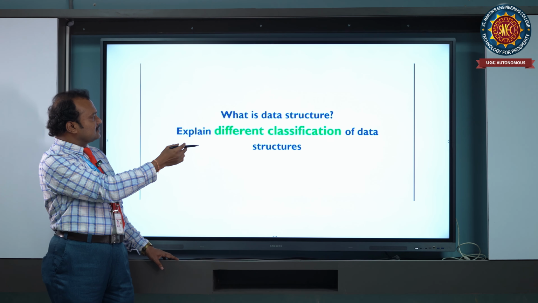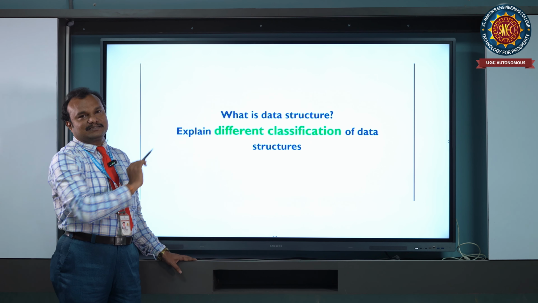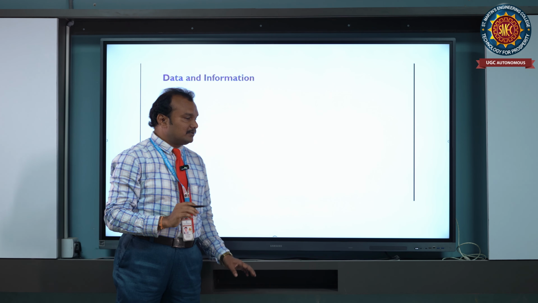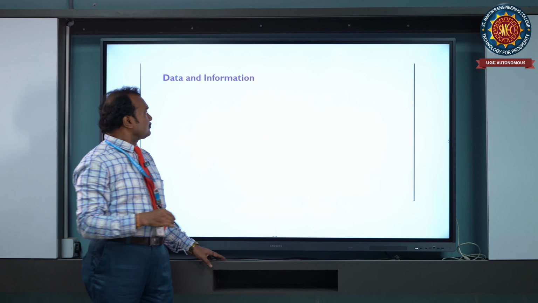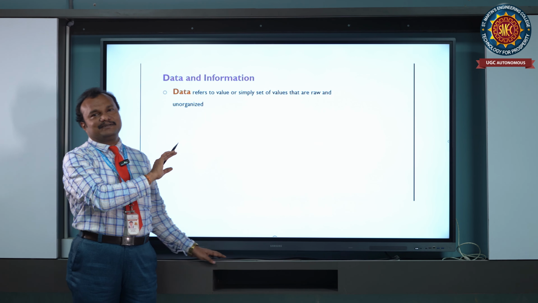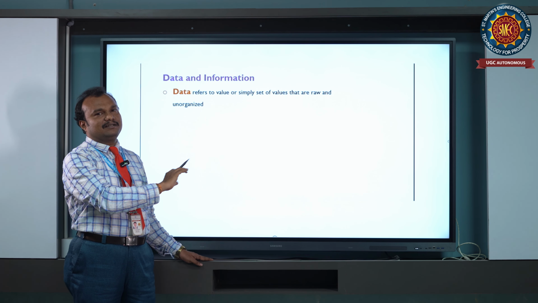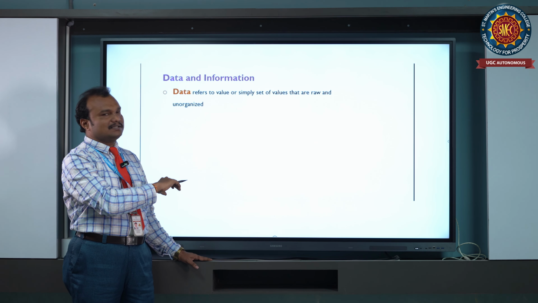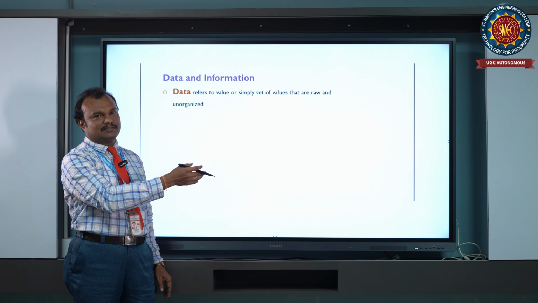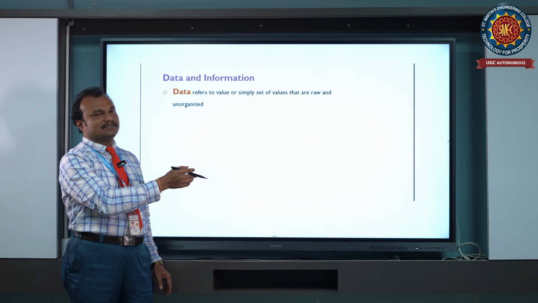So what is a data structure? Explain the different classification of data structures. Already up to now we have seen the different types of data structures. Data structures are of two types: linear and non-linear data structures. Again, in the classification of data structures, linear data structures are of two types: static and dynamic data structures.